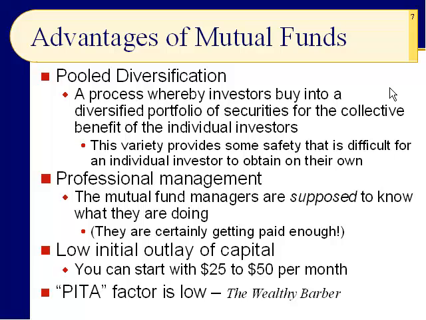With your $50 a month that you can start with a mutual fund, you buy 25 cents of IBM, 30 cents of GE, 50 cents of Apple. You see? You can't do that individually. You just can't do it. But mutual funds can, because they have millions of investors, and they pool that money together.